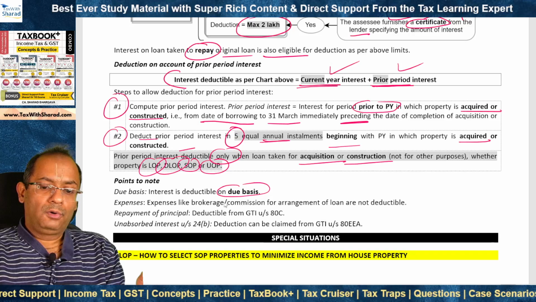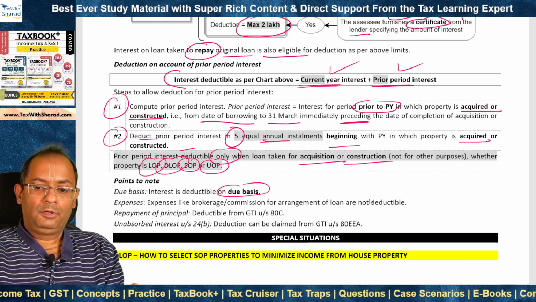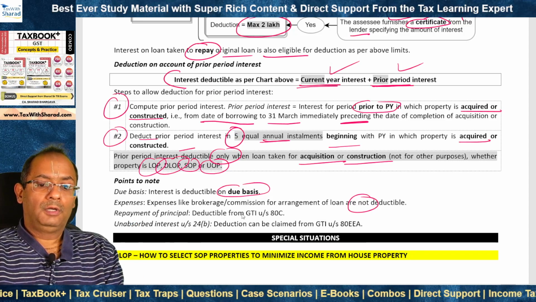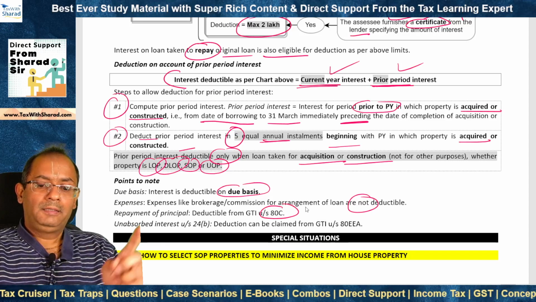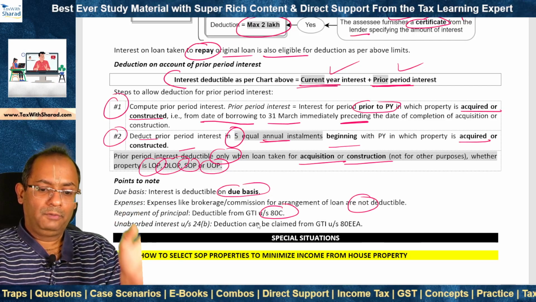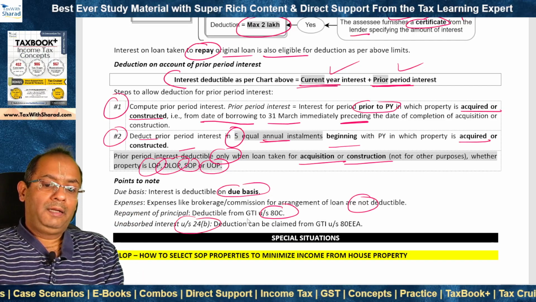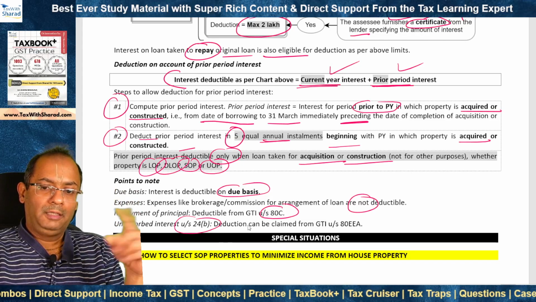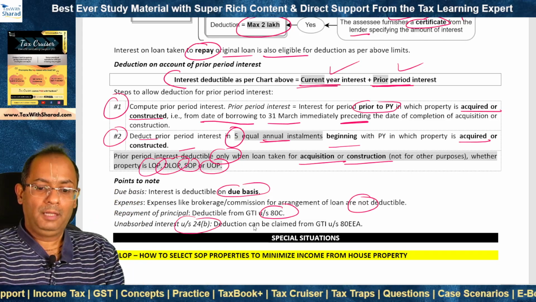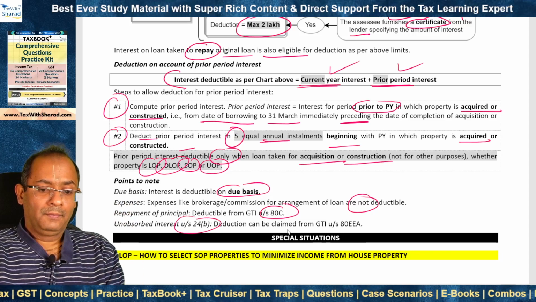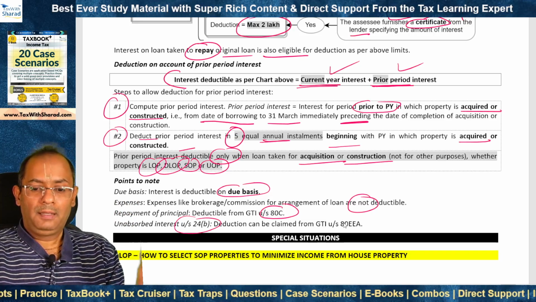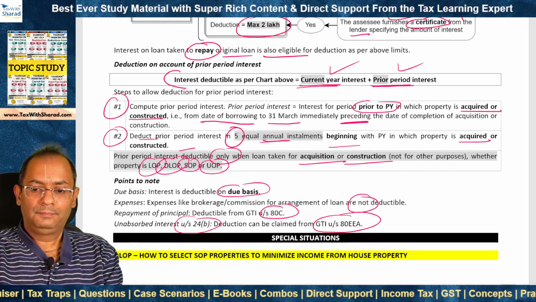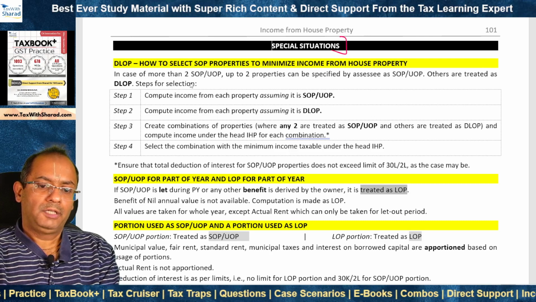Expenses like brokerage, commission, etc. for arrangement of loan are not deductible. Only interest on capital borrowed is deductible. What about repayment of principal? 80C deduction can be claimed in the terms of that provision. Certain interest may not be deductible under section 24B because there is a limit of 30,000 or 2 lakhs. So entire interest may not be allowed as deduction. What about that unabsorbed interest? It can be claimed as deduction from the gross total income in terms of section 80EEA. We will now look at certain special situations.